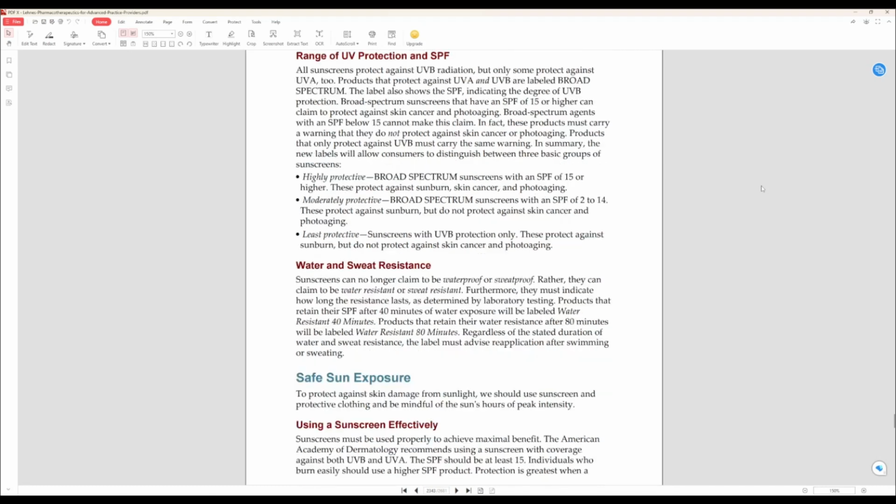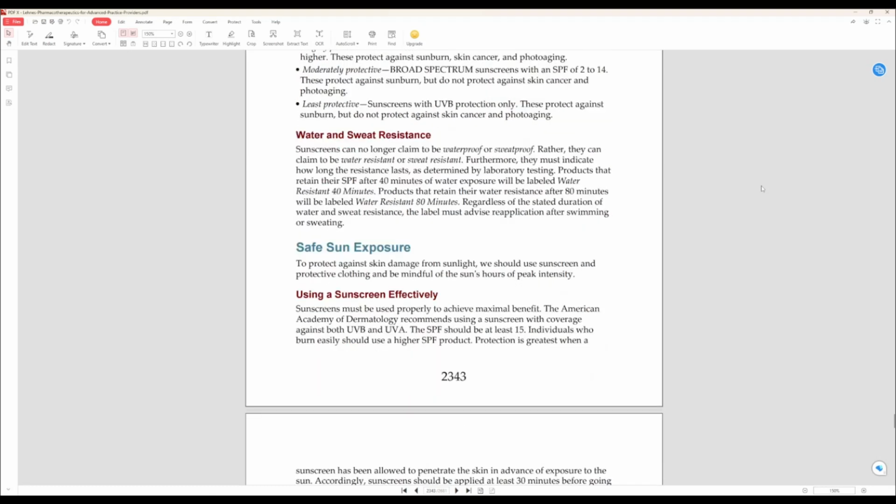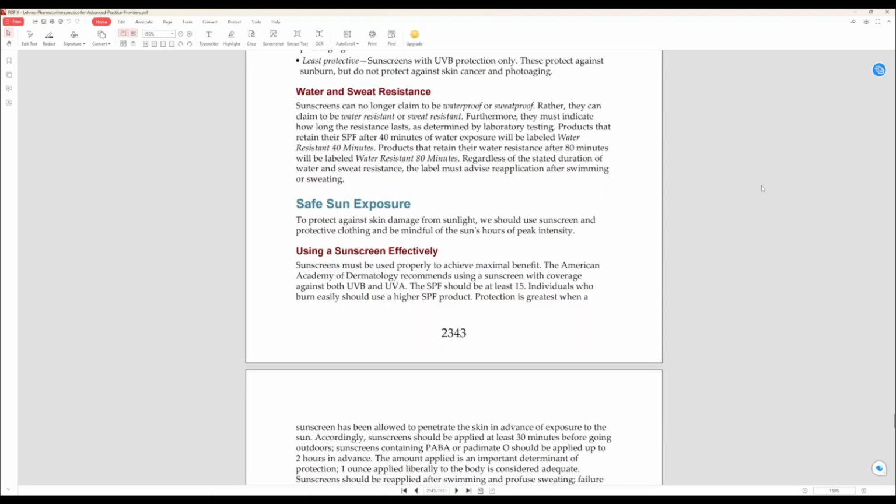Again, water and sweat resistance. Sunscreens can no longer claim to be waterproof or sweat-proof. Rather, they can claim to be water-resistant or sweat-resistant. Furthermore, they must indicate how long the resistance lasts, as determined by lab testing. Products that retain their SPF after 40 minutes of water exposure will be labeled water-resistant 40 minutes. Products that retain their water resistance after 80 minutes will be labeled water-resistant 80 minutes. Regardless of the stated duration of water and sweat resistance, the label must advise reapplication after swimming or sweating.